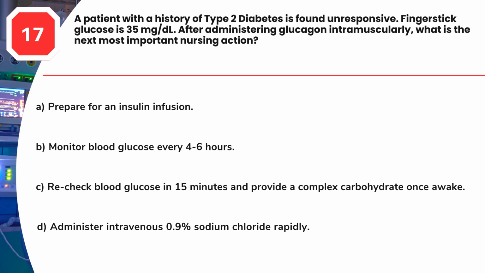Question 17. A patient with a history of type 2 diabetes is found unresponsive. Fingerstick glucose is 35 mg per deciliter. After administering glucagon intramuscularly, what is the next most important nursing action? A. Prepare for an insulin infusion. B. Monitor blood glucose every 4 to 6 hours. C. Recheck blood glucose in 15 minutes and provide a complex carbohydrate once awake. D. Administer intravenous 0.9% sodium chloride rapidly.